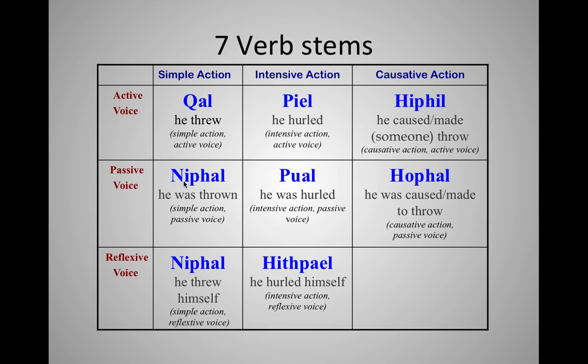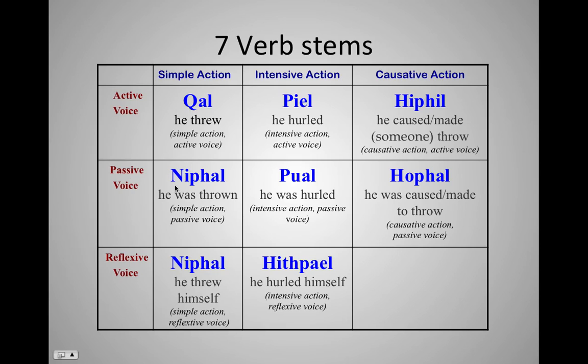We can move down that column and look at the nifal verbs below it. Nifal, of course, is categorized twice here. Essentially that means nifal verbs can be categorized as passive voice with a simple action, or some nifal verbs are also reflexive voice and simple action. So when I say simple action passive voice, it's just like a cal verb, turned passive. So he threw becomes he was thrown. Again, it's just turning the cal verb passive in the nifal stem.